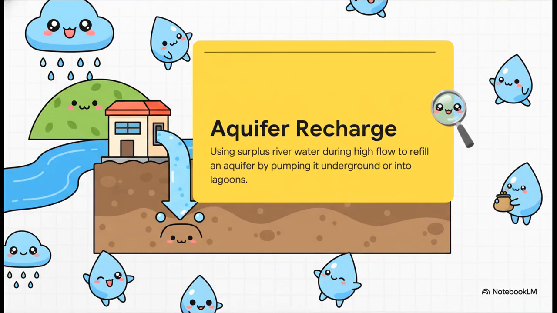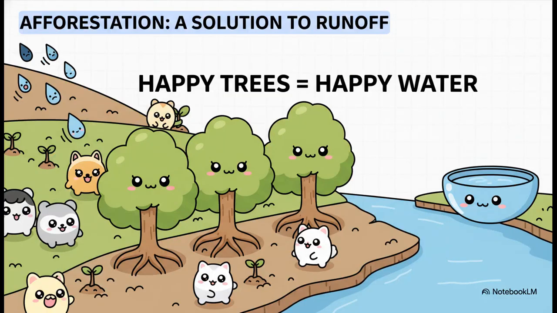Now, this is a really smart piece of engineering. During periods of heavy rain, when rivers are high, instead of just letting all that extra water rush out to sea, we can actively pump it underground to top up our natural reservoirs, our aquifers. It's literally like putting water in the bank for a dry spell. And this is a great example of how sometimes the best solution is to work with nature, not against it.